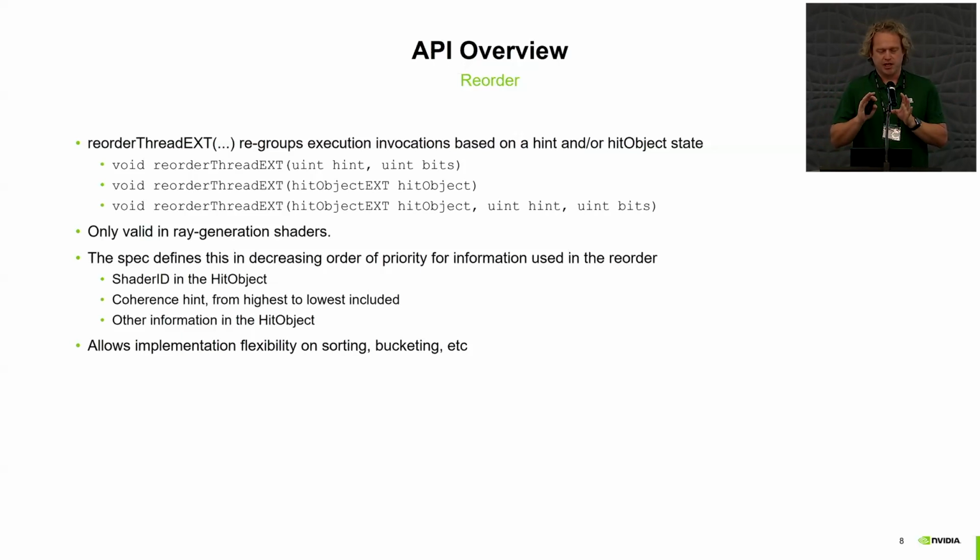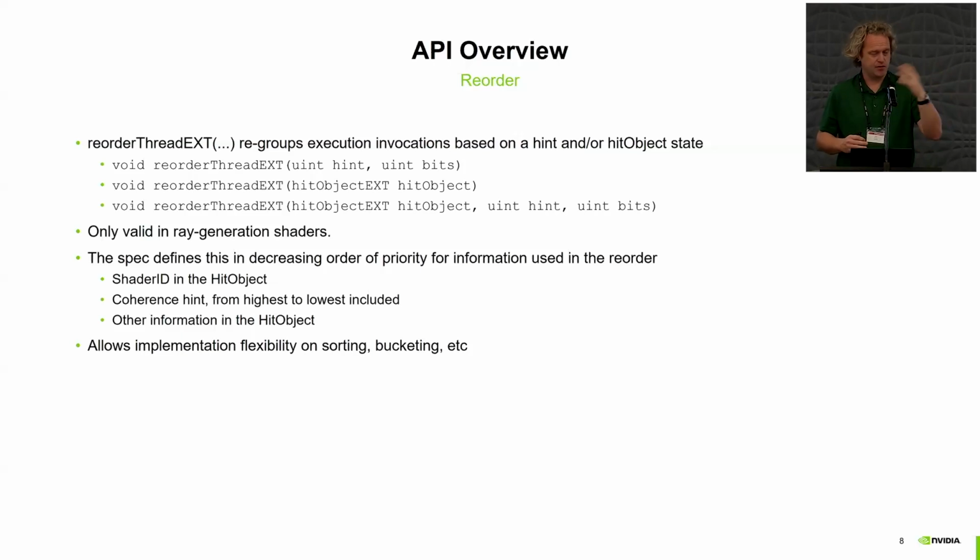And so the hint and the hit object provide different bits of information into this key that's used for whatever reordering algorithm the implementation wants to use. And the ordering of these is defined, which is important in terms of most effectively using these bits. So most important is the shader ID calculated in the hit object for your hit group or your miss group. That's the high order bits of your comparison, the key. And the coherence hint that's provided with the kind of first or third functions that I show there, the explicit hint bits coming from the application, is included after the shader ID.